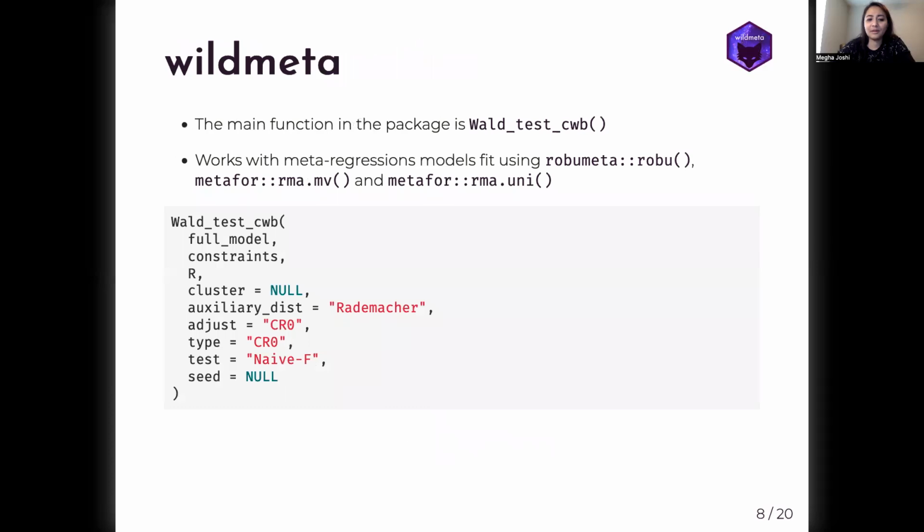So I'm going to go over wildmeta now. The main function in the package is called Wald_test_cwb. And it works with meta-regression models fit using the robumeta and metafor packages. And for metafor, it works with both rma.mv and rma.uni models. The function takes in a full model, a meta-regression model fit using robumeta or metafor, constraints, number of bootstraps, and some other information. And most users won't have to mess with this information. And then we also have the seed argument for reproducibility.